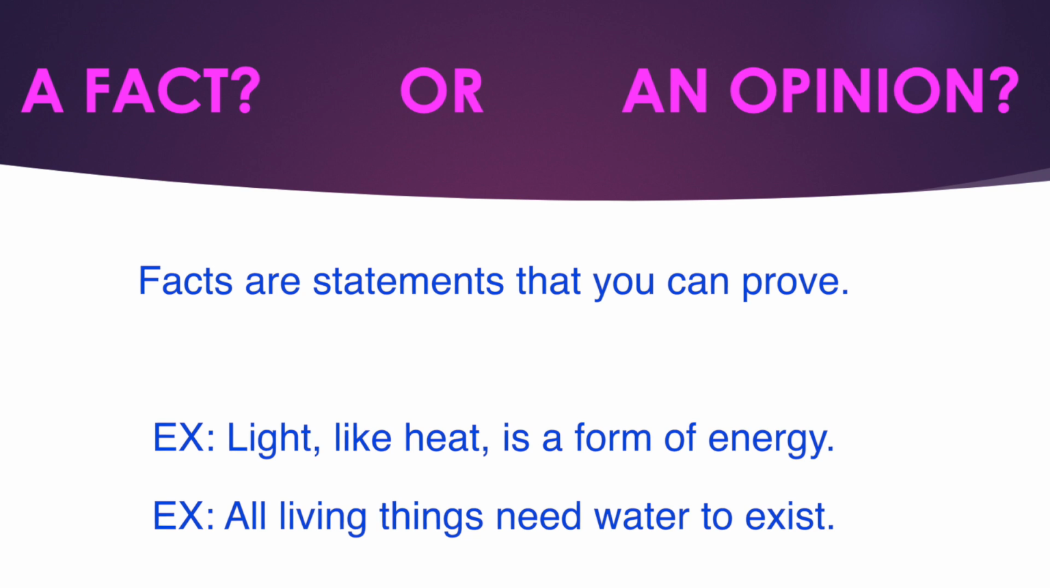The information in a text consists of facts and opinions. Facts are statements that you can prove. For example, light like heat is a form of energy, or all living things need water to exist. These are general truths, and they don't change from person to person. You could look up the information in a book or check online resources to prove the statement to be true. Examples of this kind of information are statistics, proper names, dates, true stories, and experiment results.